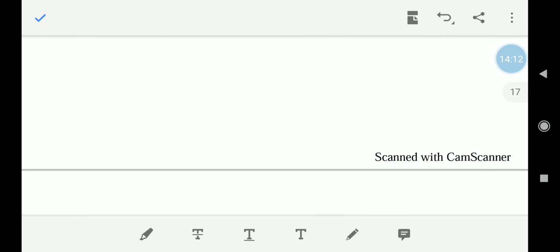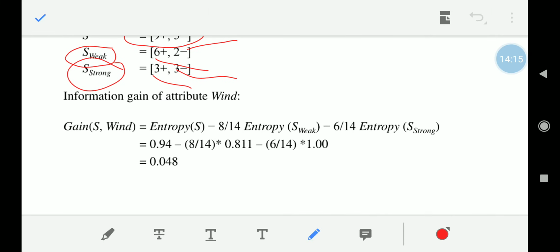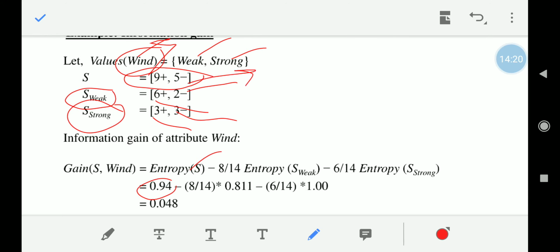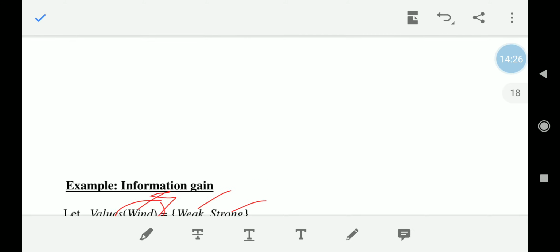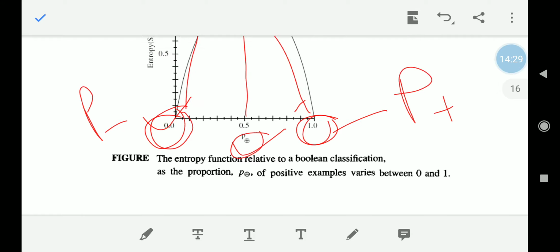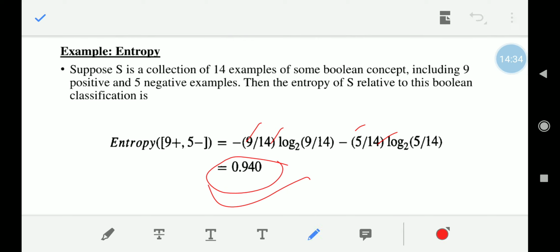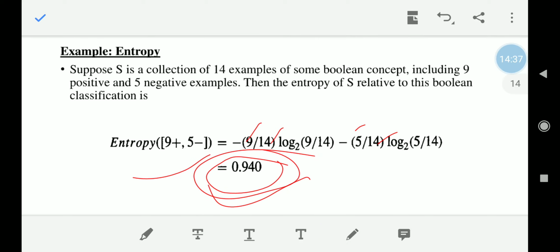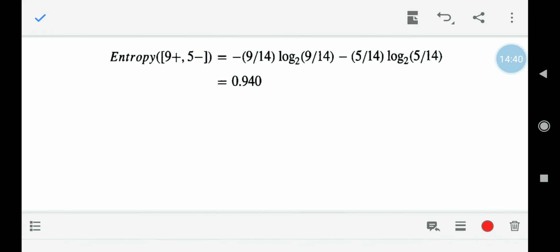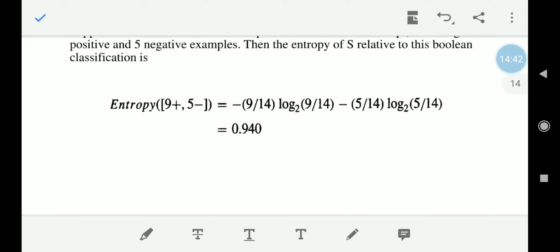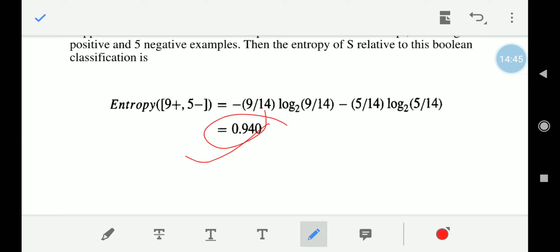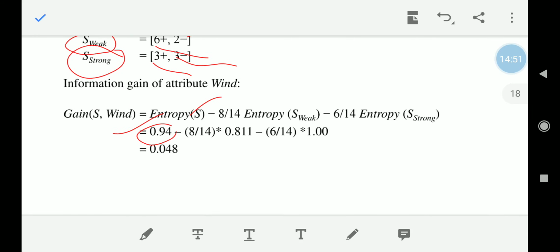Formula is, first we have to say entropy. Entropy of total, 9 positive and 5 negative. We have calculated this entropy already, 0.94. You can see here we have calculated the total entropy earlier: minus 9 by 14 log 2 9 by 14, minus 5 by 14 log 2 5 by 14, and we will get 0.940. So we have to take that entropy first.